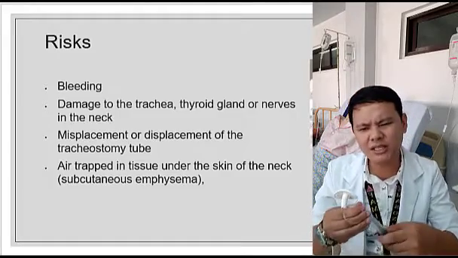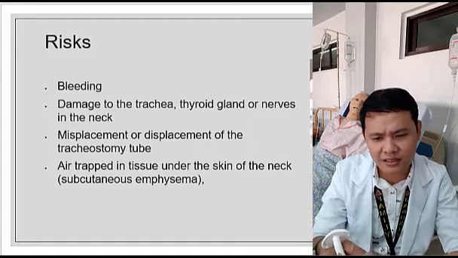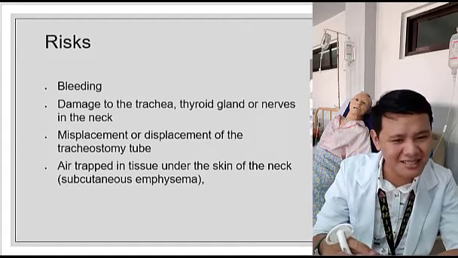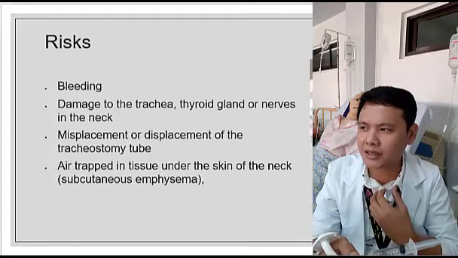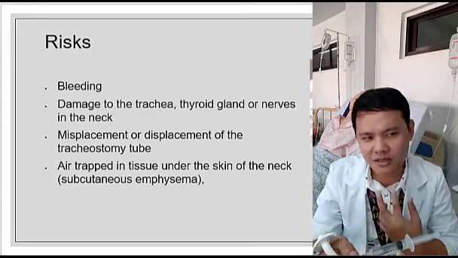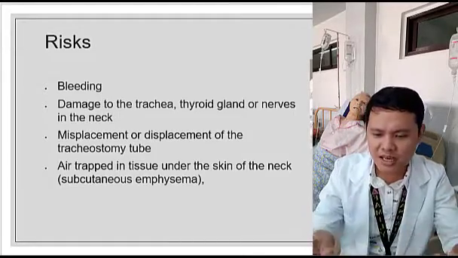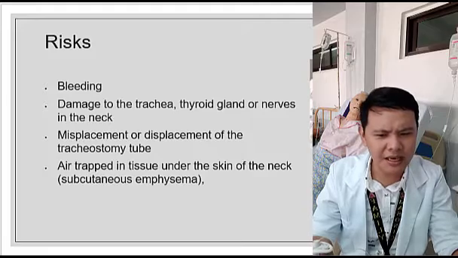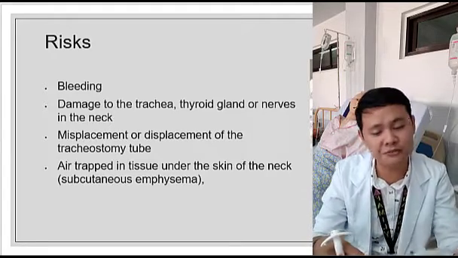What are the other risks? Air trapped in tissue under the skin of the neck. This is what we call subcutaneous emphysema. Pwede magkaroon ng trap. Kaya yung ginagawa namin dyan in the operating room is yung doktor talagang tinatahi po yun. What else? It can cause breathing problems, yung air trap na yan. And also damage to the trachea or the food pipe.